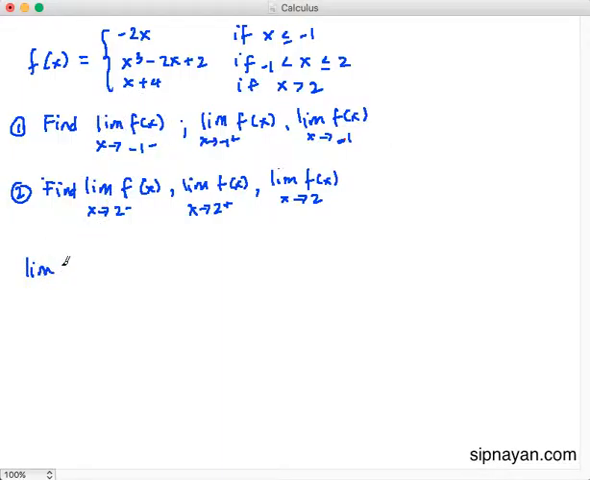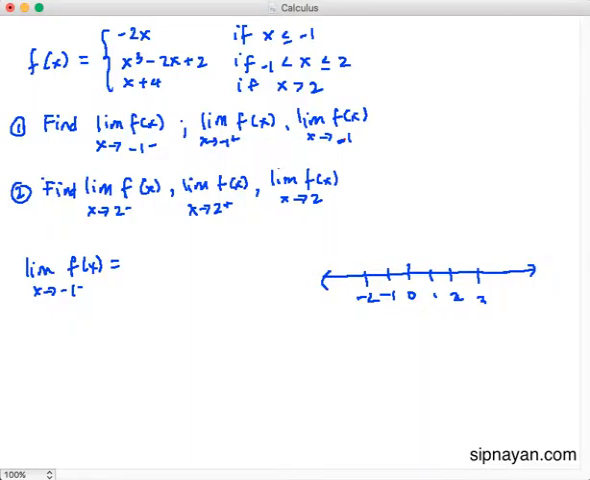The limit of f of x as x approaches negative 1 from the left. Now, we have three equations. Which of them will we use? When we use a piecewise function, where is negative 1 from the left? For example, this is our number line. We have 0, negative 1, negative 2, 1, 2, 3. So, where is negative 1 from the left? x approaches negative 1 from the left. This is negative 1.